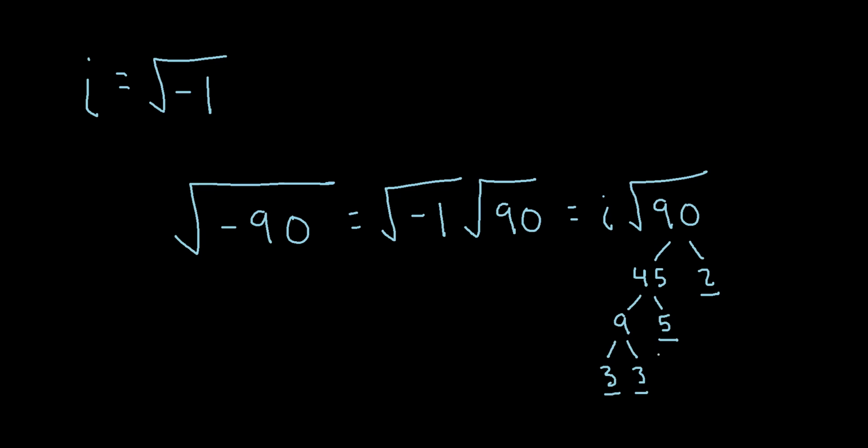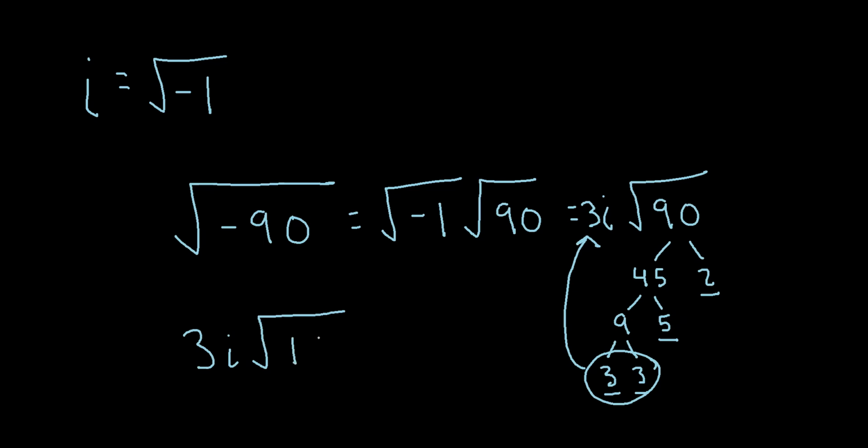So again, we're going to look for groups of 2 of the same number. So these 3's right here, these can be pulled out in front of the radical and made into a single 3. But this 5 and this 2 have nothing left to pair with, so those have to stay under the radical. So our final answer will be 3i times, remember 5 times 2, that's 10. So we'll have the square root of 10. So this is our final answer.